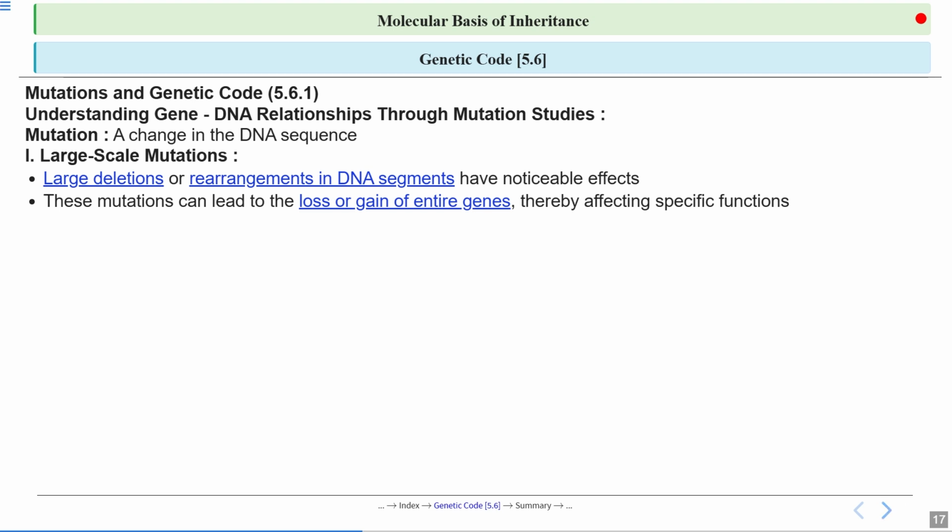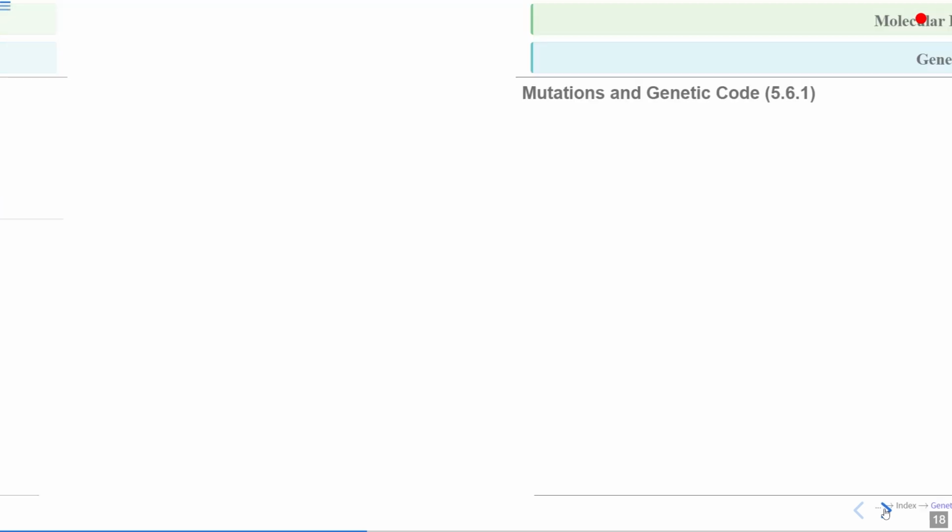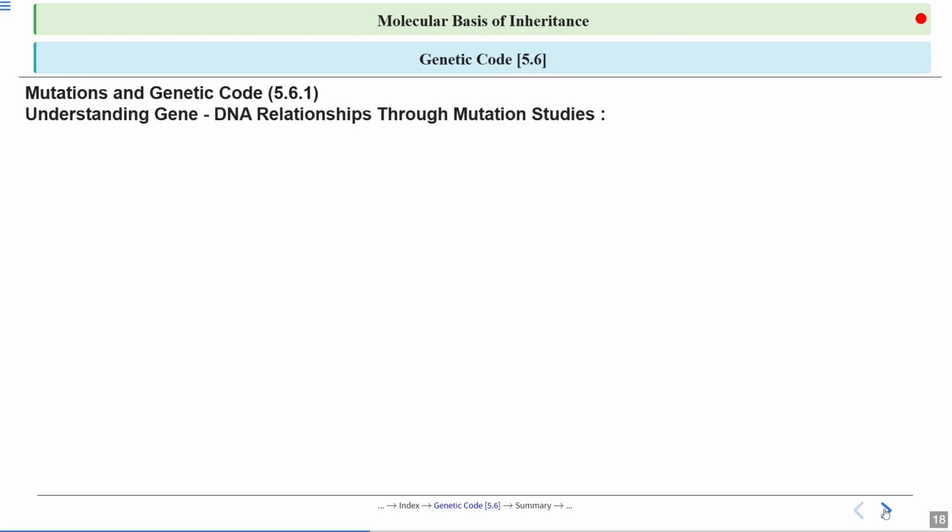These mutations lead to loss or gain of an entire gene, thereby affecting the specific function that the gene was playing. This was the large scale mutation.